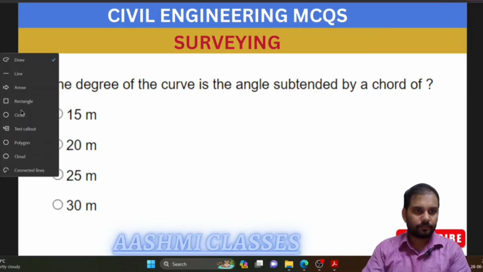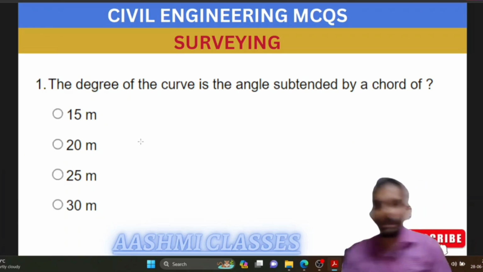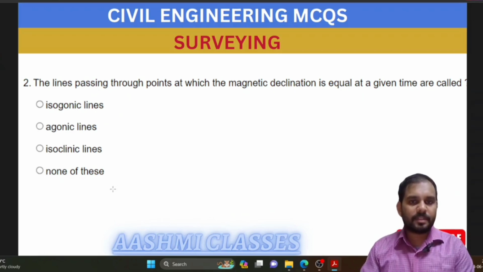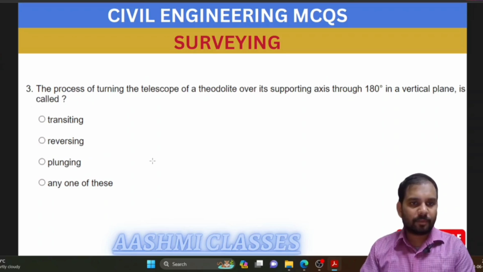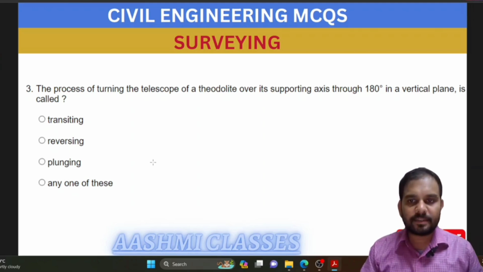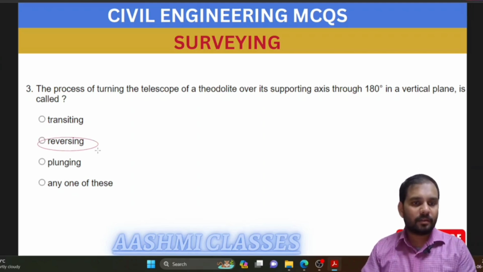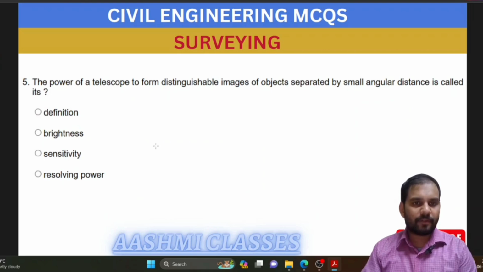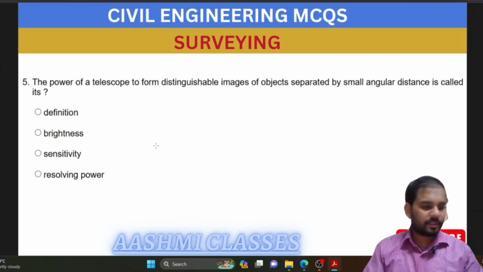The degree of the curve is the angle subtended by a chord of 30 meter. The lines passing through points at which magnetic declination is equal at a given time are called isogonic lines. The process of turning the telescope of a theodolite over its supporting axis through 180 degree in a vertical plane is called reversing. The capacity of a telescope of producing a sharp image is called its definition. The power of a telescope to form distinguishable images of objects separated by small angular distance is called its resolving power.